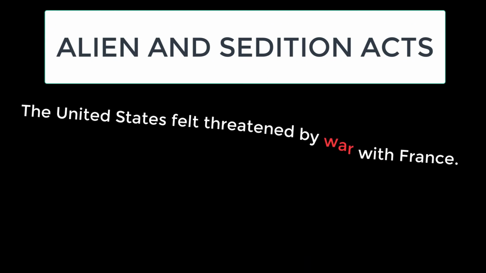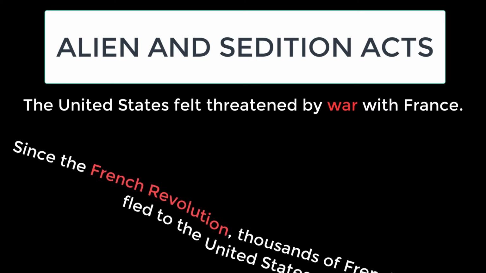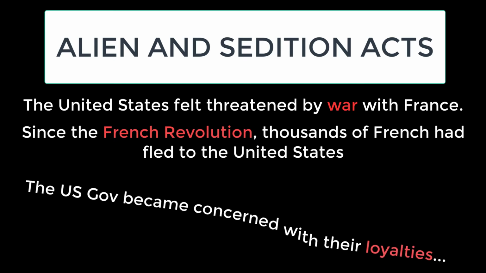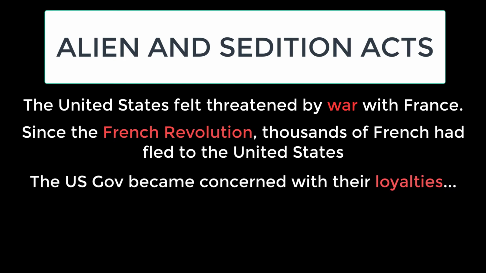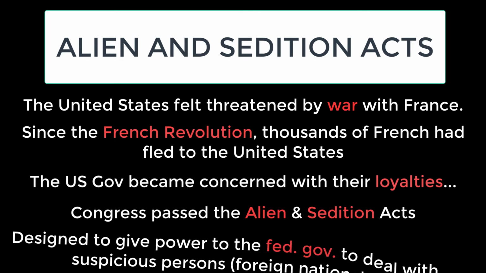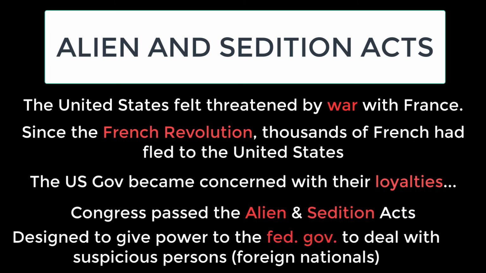The United States felt threatened by a war with France. Since the French Revolution, thousands of French had fled to the US. The US government became concerned about their loyalties. And so Congress passed the Alien and Sedition Acts, designed to give power to the federal government to deal with suspicious persons, such as foreign nationals.